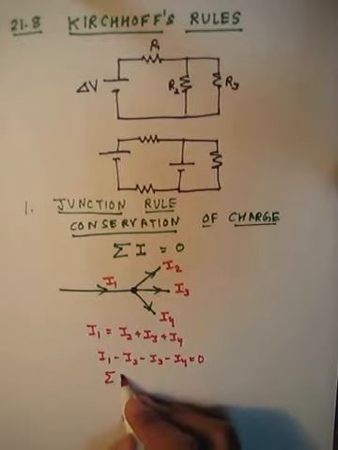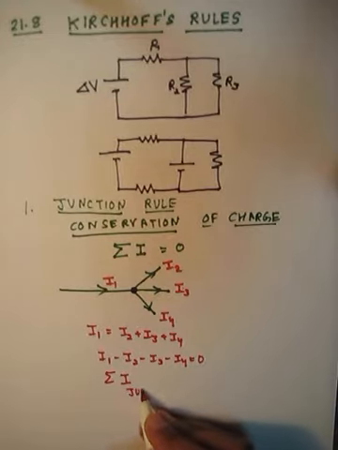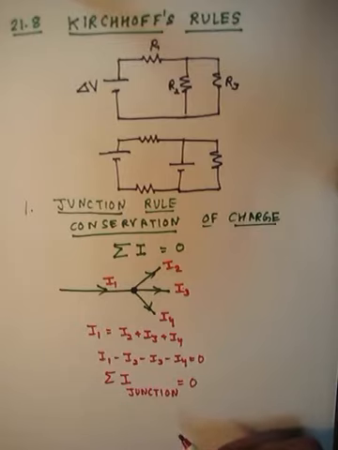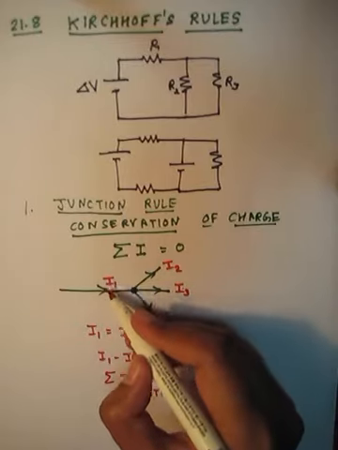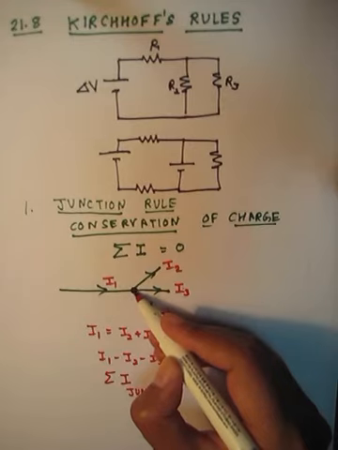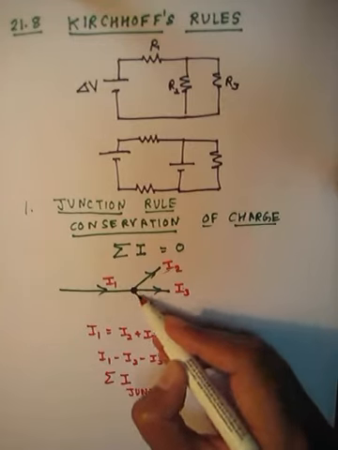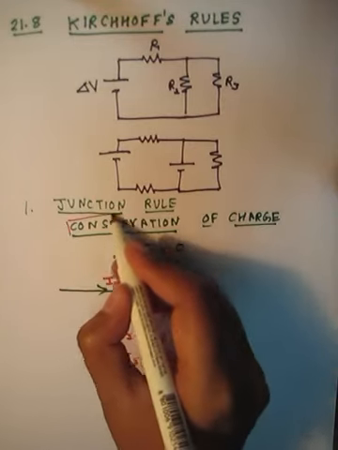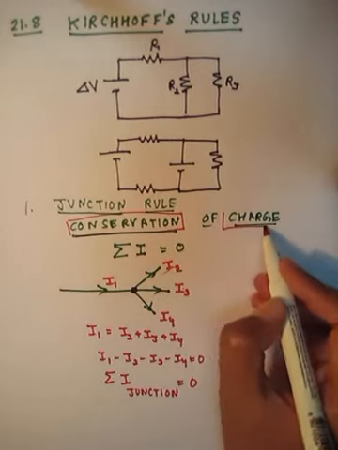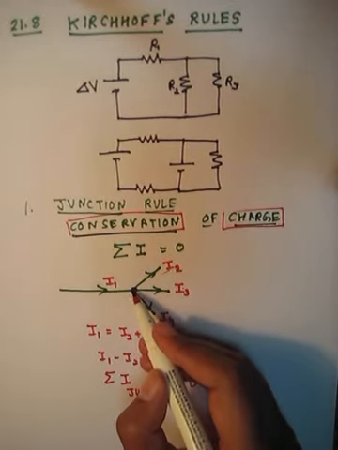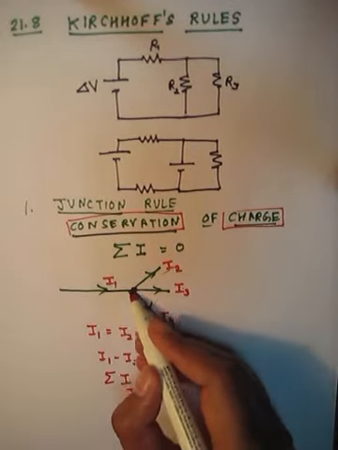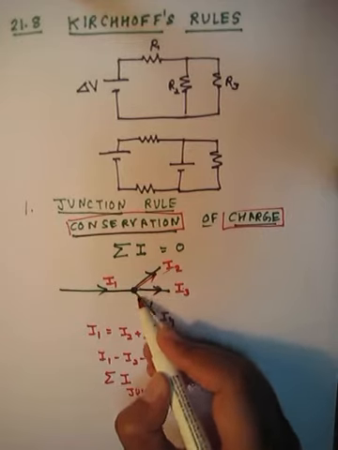So it means that the total current at a junction is 0. The amount of current that is entering the junction is equal to the amount that is leaving the junction. That is why we say it is conservation of charge. No charge is lost at the junction. It is just moved from one wire to the other. This is what it means.